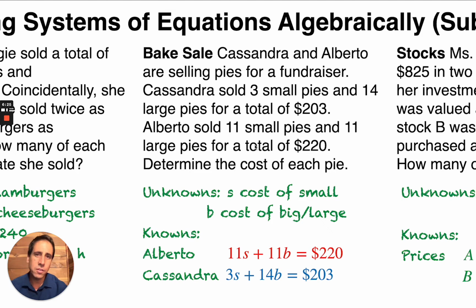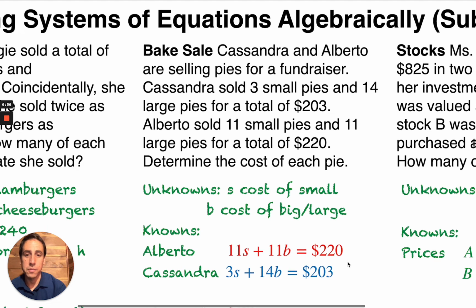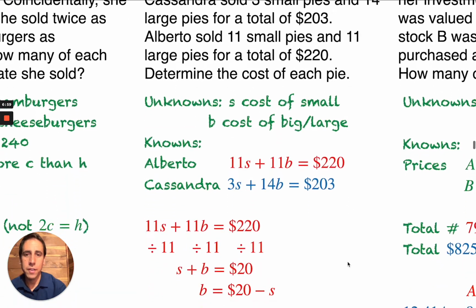And so then you can start pulling together the 3 and the 14. See, three smalls plus 14 bigs or larges. I guess I'm going to choose B for big because L looks too much like a 1. So 3S plus 14B is equal to $203. And then the cost of the smalls times 11 plus the cost of the larges, or bigs, times 11 is equal to 220. That's Alberto's. So now I've got these two equations.